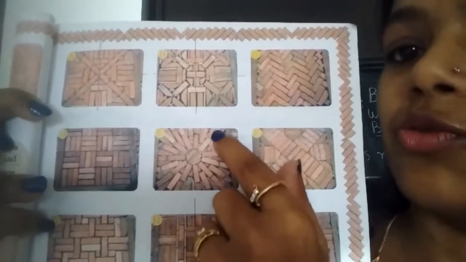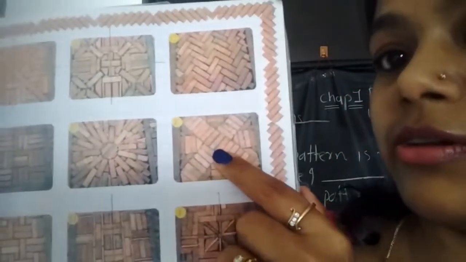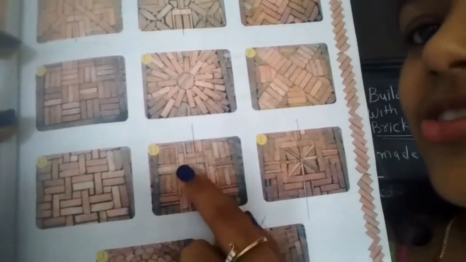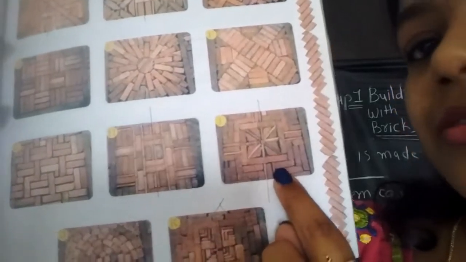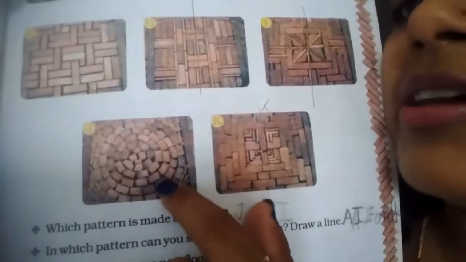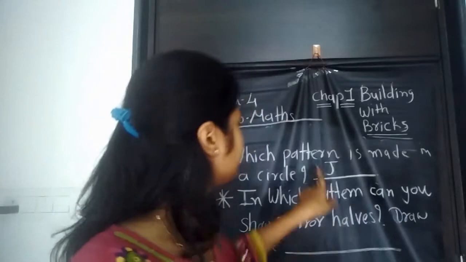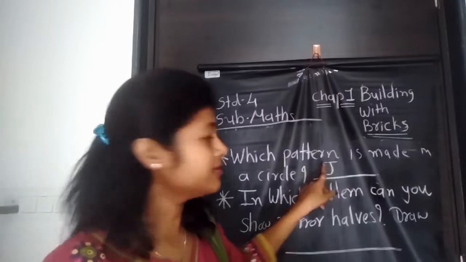Line के जैसे उसको arrange किया है, right? Number F. F is in a circular pattern? No. Number G. G is in a circular pattern? No. Number H. H in a circular pattern? No. I in a circular pattern? No, it is not. But number J, yes, definitely it is in a circular pattern. K is in a circular pattern? No. So our answer for the first question is J. Which pattern is made in a circle? The pattern J is made in a circle.